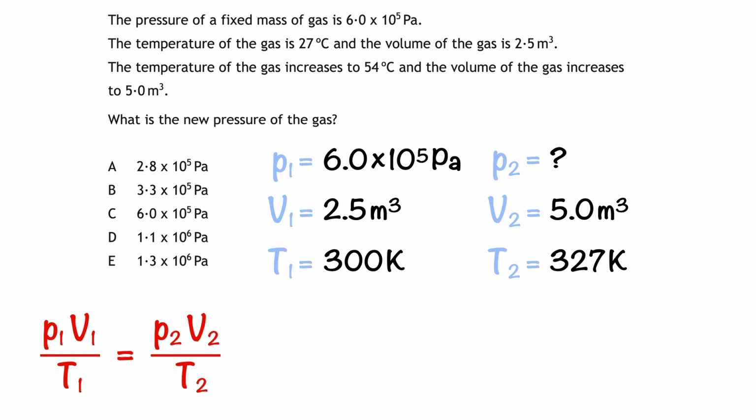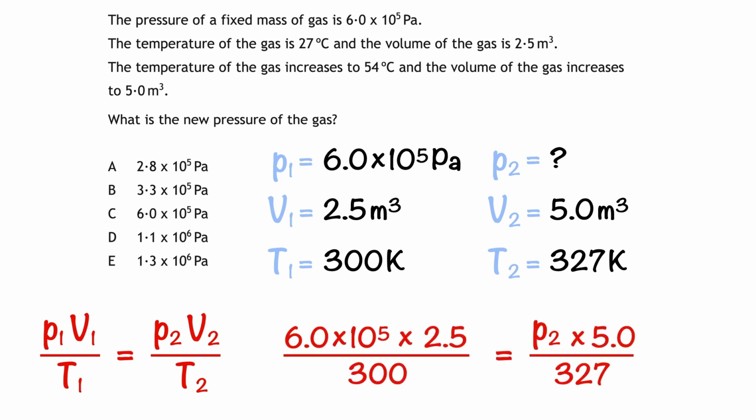Let's substitute all those values into our equation. This is going to take some rearranging, but we'll take it one step at a time. The first thing you could do is calculate the left-hand side of the equation. 6.0 times 10 to the power of 5 times 2.5 divided by 300. That works out as 5,000.